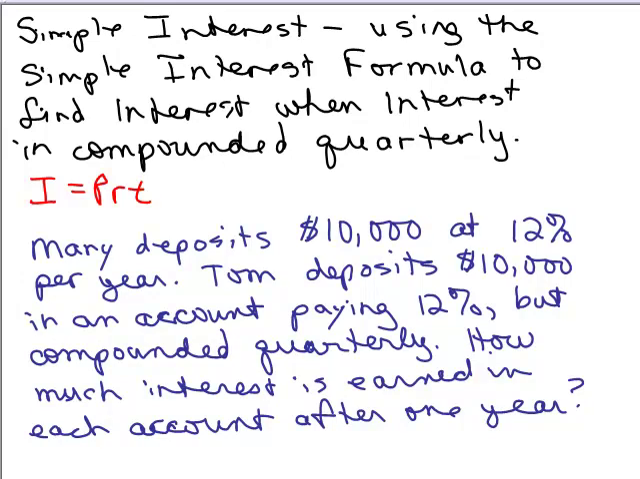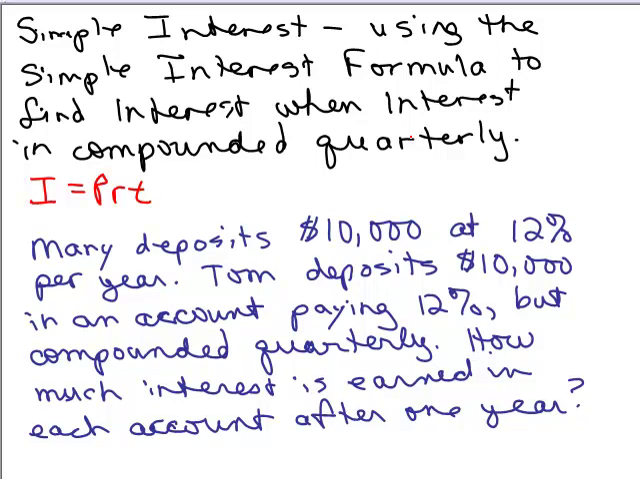We're going to expand on our knowledge of the simple interest formula, I equals PRT, P for principal, R interest rate, T time in years, to find the interest on an account where interest is compounded more frequently. So we're going to do a problem on this video where it's compounded quarterly. So I'll explain what that means as well.